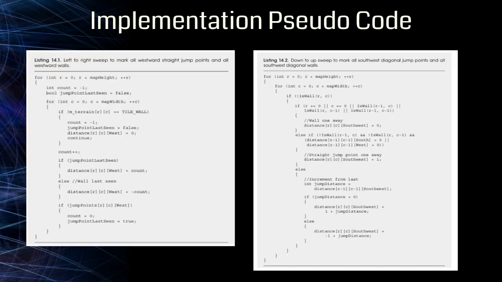As for seeing what that would look like through code, on the left is an example of the westward sweep cardinal logic, and then on the right is an example of a northward sweep for the diagonal logic.